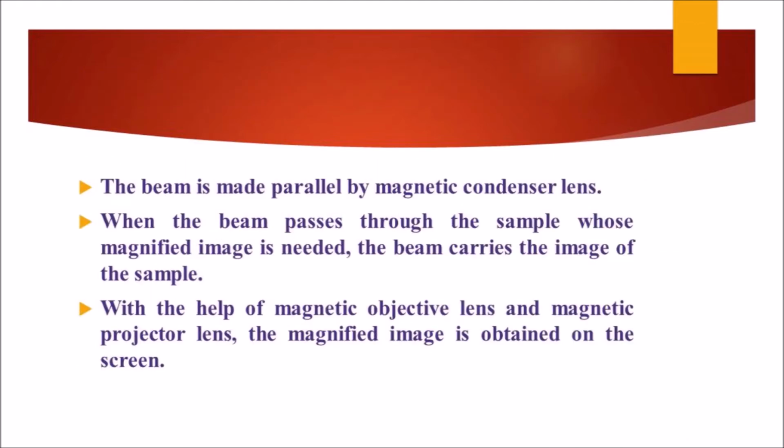The beam is made parallel by the magnetic condenser lens. When the beam passes through a sample whose magnified image is needed, the beam carries the image of the sample. With the help of the magnetic objective lens and magnetic projector lens, the magnified image is obtained on the fluorescent screen.